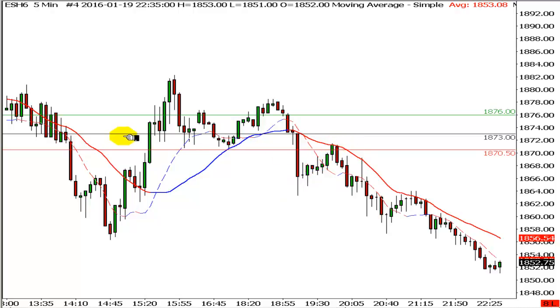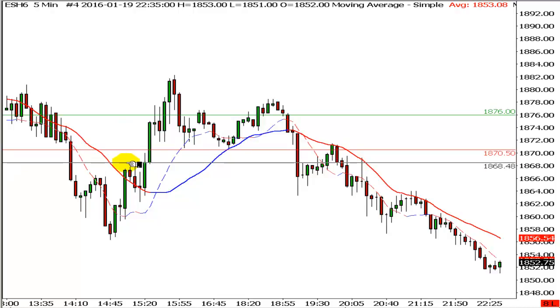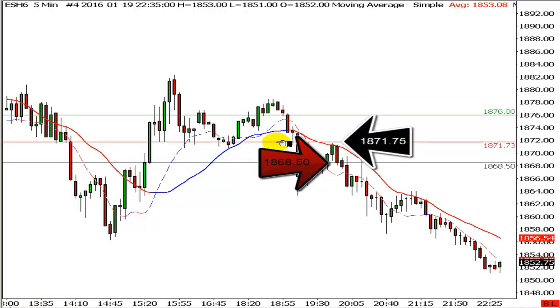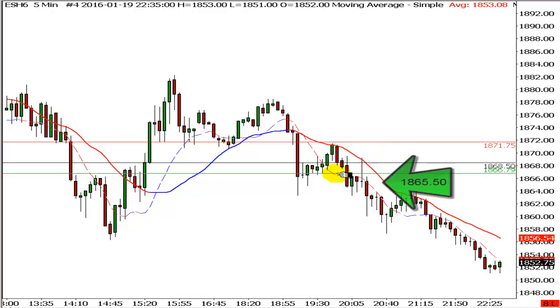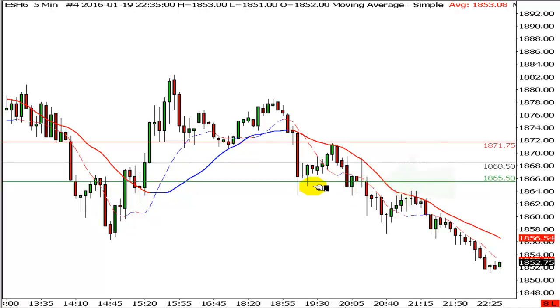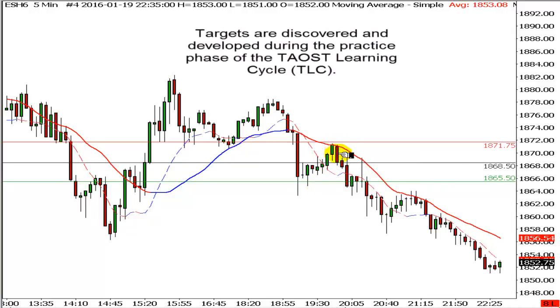Where's your entry? Your entry is one tick below the low of the bar that's touching, right? So right here, your stop is a tick above the high of that bar, so right there. And your target is, we'll say 65.5, because we're going to go for 12 ticks. So right there, and it looks like it would have worked out pretty well.